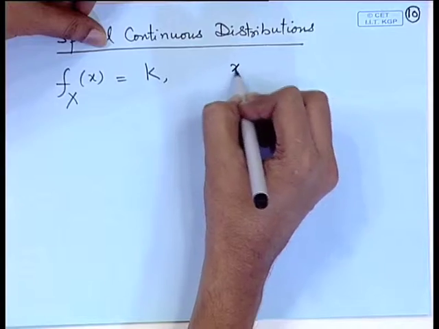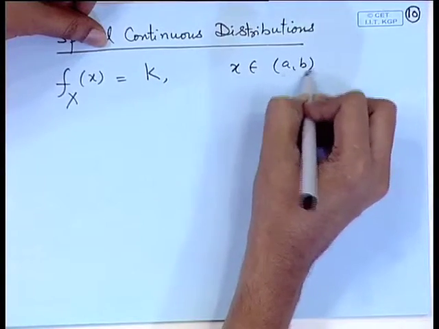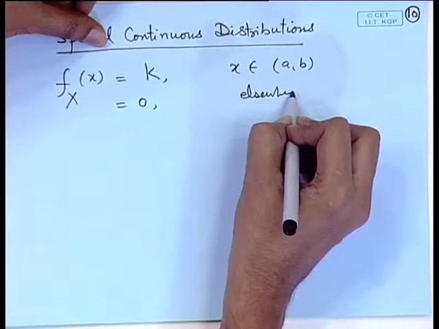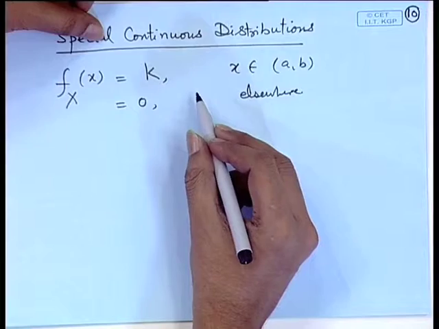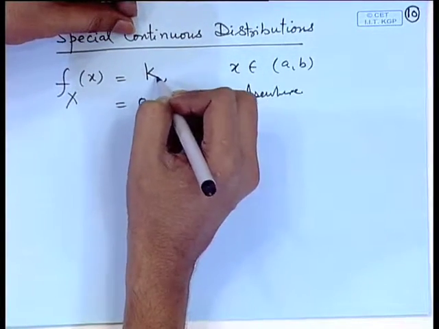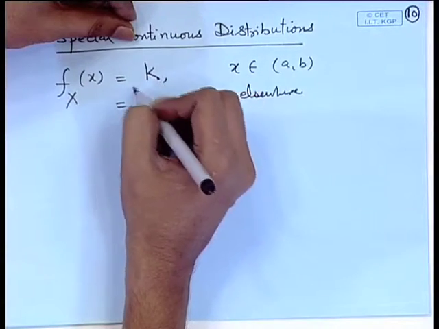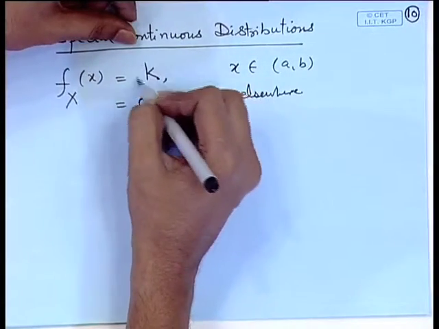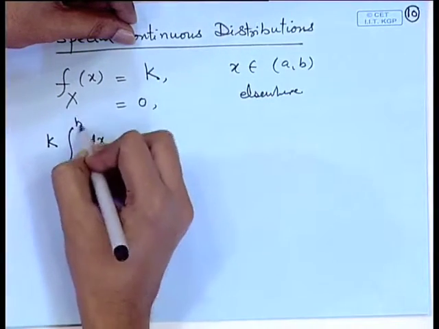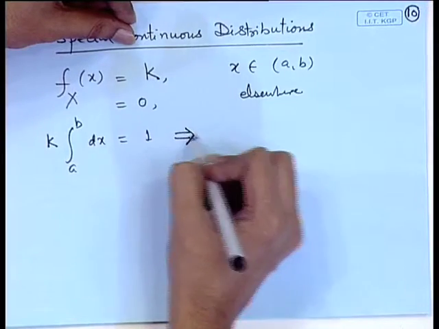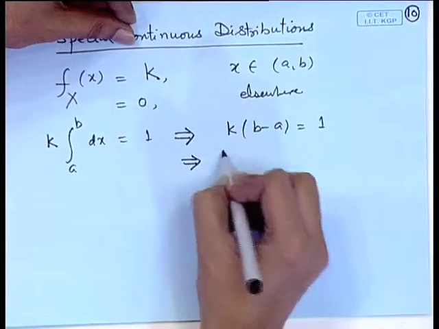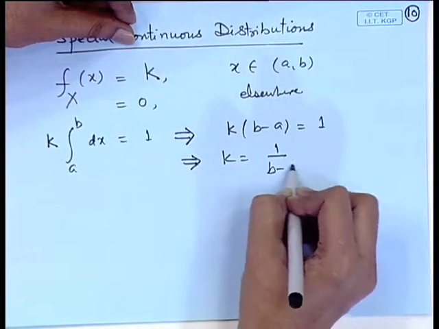So, if the density is a constant over a certain interval, say a to b, and 0 elsewhere, we call it the uniform distribution. Now, what should be the value of the constant? That can be determined by the condition that the density must be non-negative and the integral of the density must give you 1. So, k must be non-negative and the integral of k from a to b must be 1. This means k into b minus a is equal to 1. That means k is equal to 1 by b minus a.